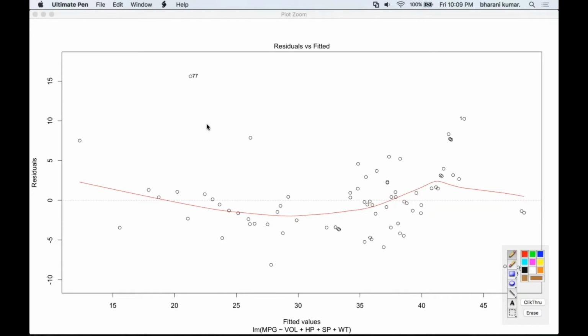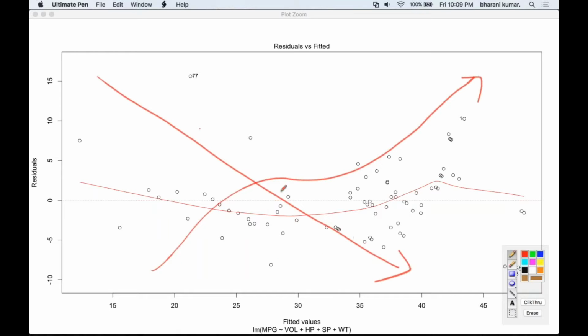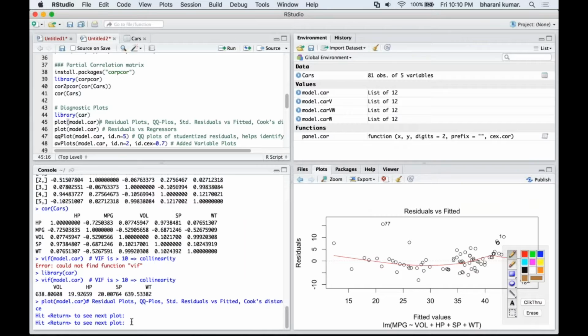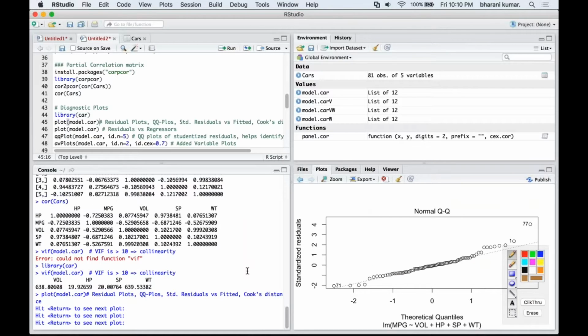If this red line would have been in this way, or if it would have been like that, that means we know for a fact that as your fitted or predicted values increase, your errors are increasing. If it was in this way, as your fitted or predicted values increase, your errors are reducing. So this is fine. Now you need to keep pressing enter.